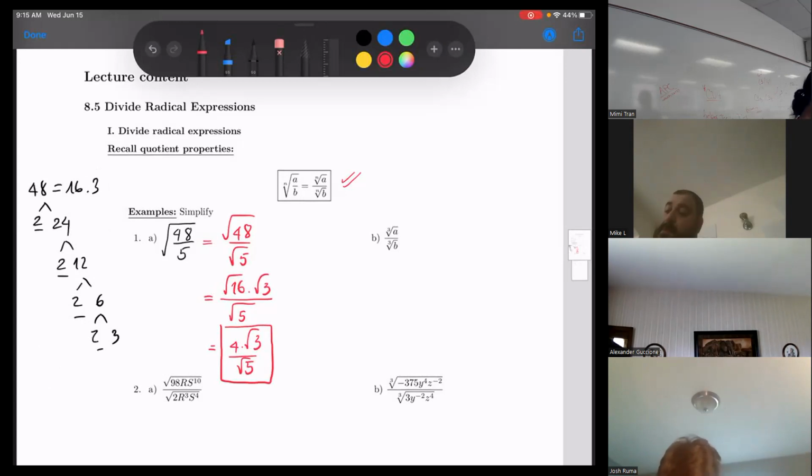You better know how to do B. B will be just what? A and B are different letters; I don't know what A and B are. So according to the rule, I can change it into one big single root. So it's going to be the cube root of A over B. That's it. It's kind of redundant.